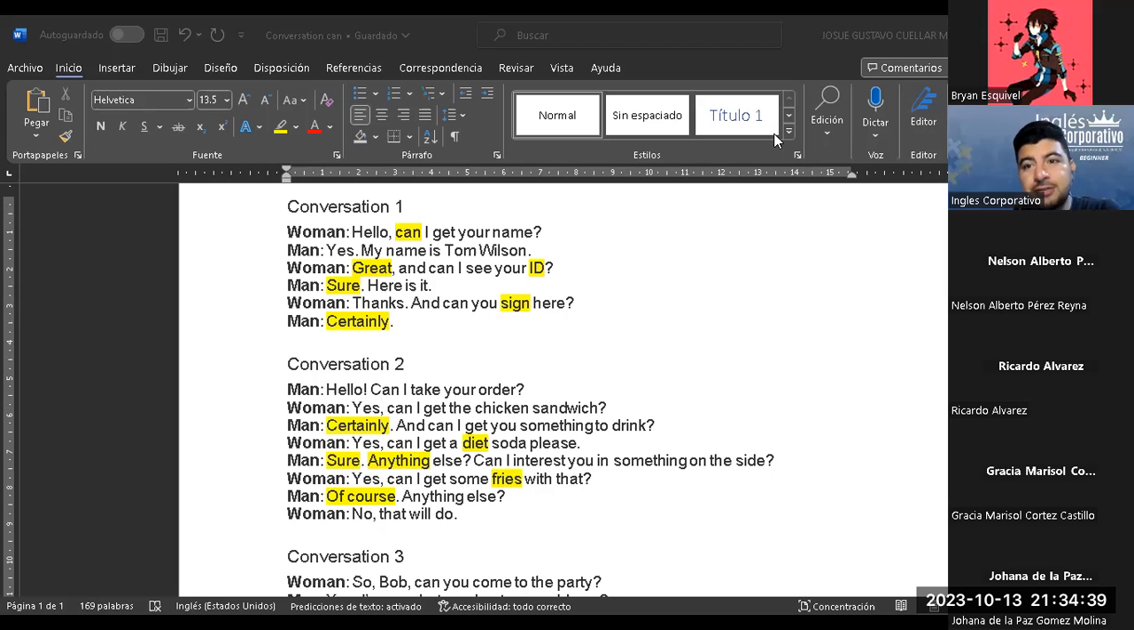Okay, so the words in yellow normally are selected by me. So yo las he seleccionado because I consider that there are some complicated pronunciation. Sometimes, a veces se complica un poco. Can, great, ID, sure, sign, certainly. Okay, certainly, diet, sure, anything, price, of course, okay?